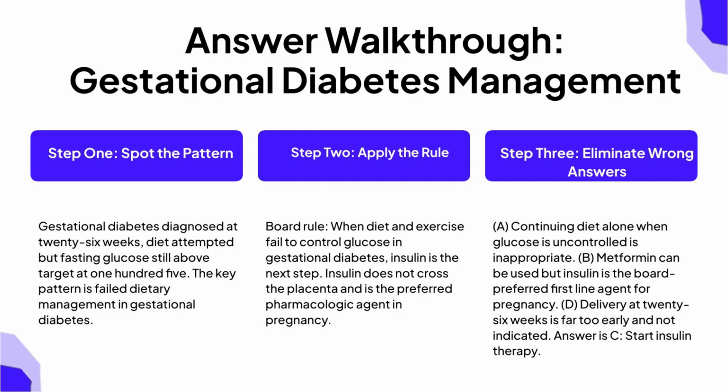This is a fundamental board principle. Step 3. Eliminate wrong answers. Answer A, continuing diet when it has already failed is incorrect because 2 weeks of persistent hyperglycemia needs escalation.